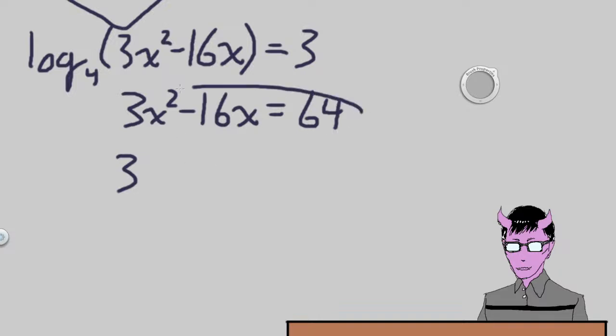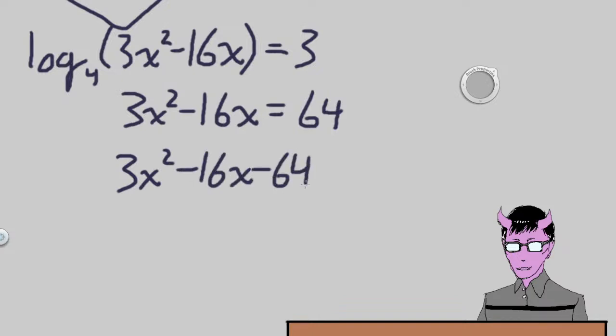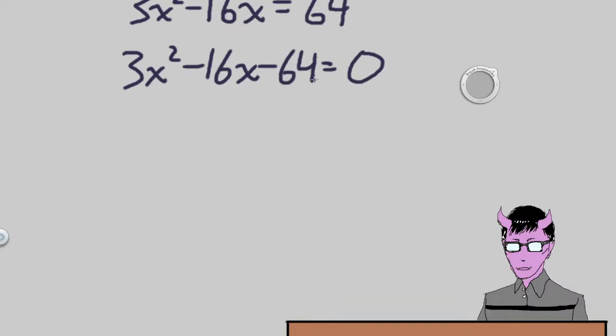All right. There we go. 3x squared minus 16x minus 64 is equal to 0. What are the factors of 64 and factors of 3 that can possibly produce a negative 16 in the middle? Factors of negative 64: negative 8 and 8.